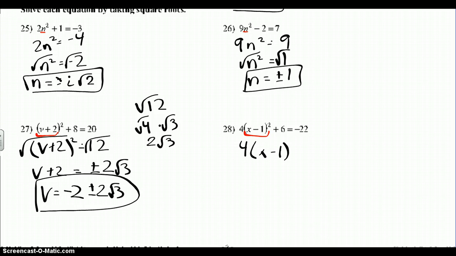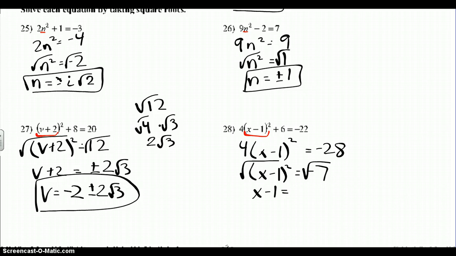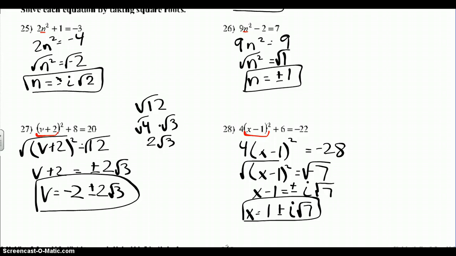So I get 4 times x minus 1 quantity squared equals negative 28. Divide by 4, so I get x minus 1 quantity squared equals negative 7. Now it's isolated, I can square root both sides. And I get x minus 1 equals, can we simplify the square root of 7? I don't think we can, but we can take out the imaginary part. So it's i root 7. And remember, we always need our plus or minus. And now we just add 1 to get our final answer. x equals 1 plus or minus i root 7. And these cannot be combined anymore because one's a real number and one's an imaginary number.